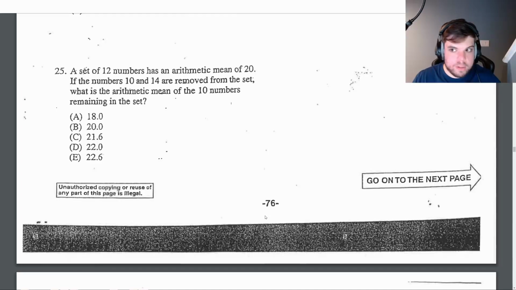25. When we finish this, we're halfway done. A set of 12 numbers has an arithmetic mean of 20. Okay. If the numbers 10 and 14 are removed from the set, what is the arithmetic mean of the 10 numbers remaining?